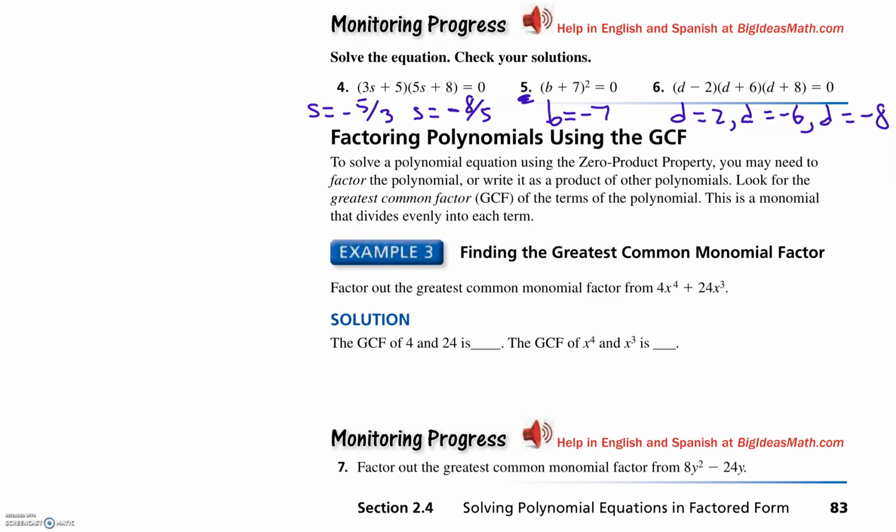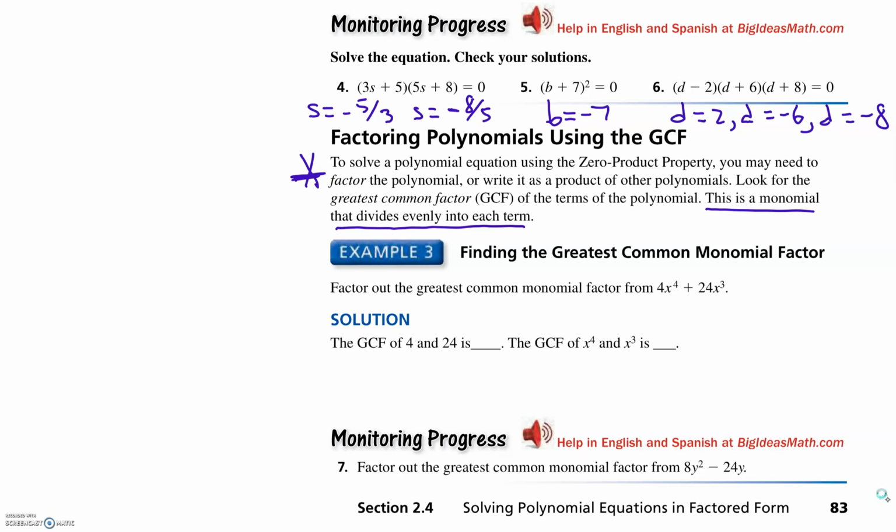All right, let's review greatest common factors. So when you're solving a polynomial equation, they're not always going to be factored for you. So sometimes you're going to need to do the factoring of the polynomial. And remember, the first step to factoring is to look for a greatest common factor. So we're going to review how to find a greatest common factor. It's the monomial that divides evenly into each term.